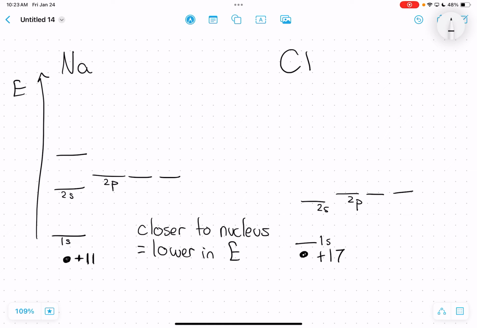3s. Good, we don't have to mess with d's, although I did that in my other class. 3s and 3p. And then with higher energy levels, we would go on to like the 4s, the 3d, the 4p, etc.